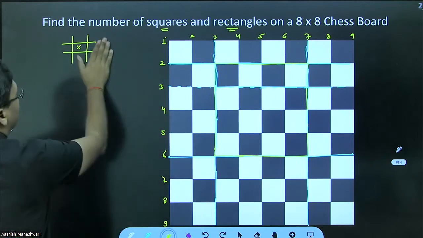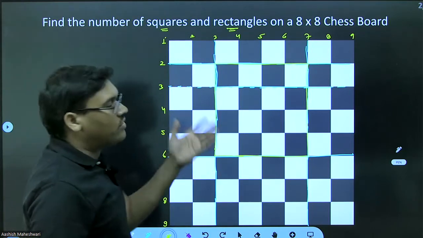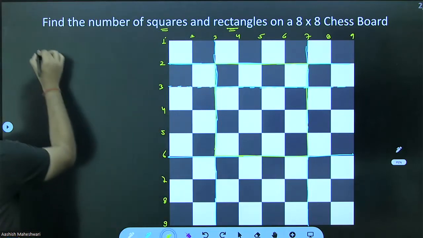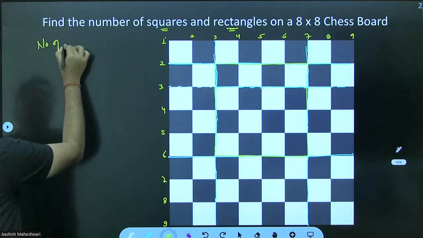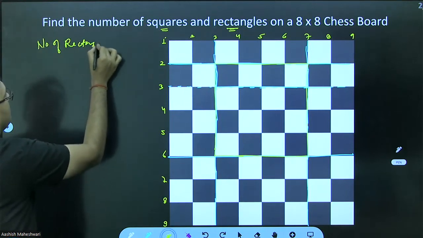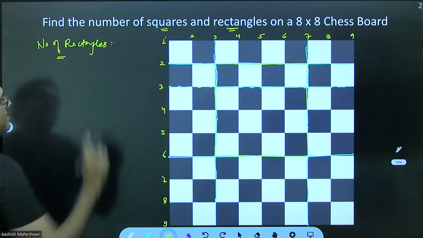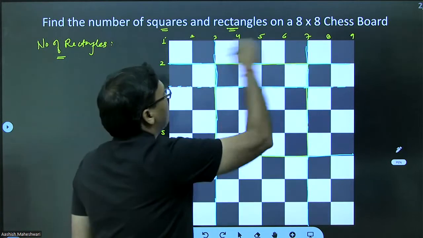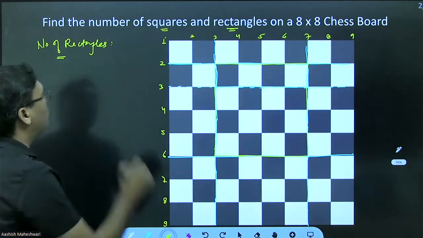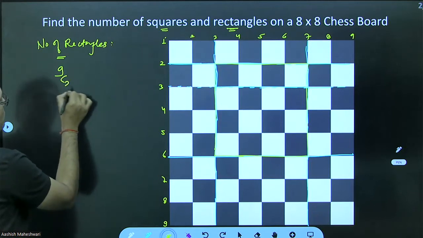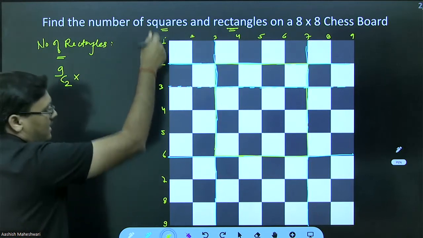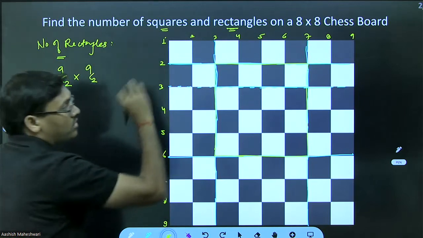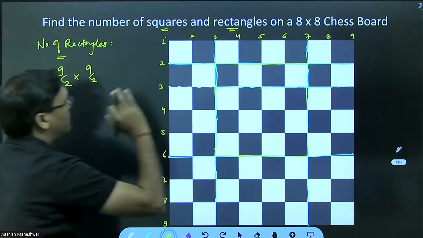Now you have understood the idea that for any rectangle, you just have to select 2 vertical lines and 2 horizontal lines. So the total number of rectangles will be what? In how many ways can I select 2 vertical lines out of these 9 vertical lines? 9C2 ways. Similarly, in how many ways can I select 2 horizontal lines? This is 9C2. We have to select both vertical and horizontal lines to get the rectangle.